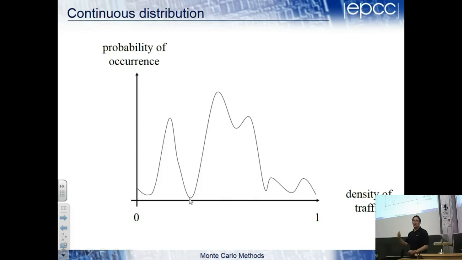Because it's almost inconceivable that will happen. The probability of that density of traffic happening is very small. Okay, so I could do that simulation, but then when I multiply it up by the probability, it has almost no effect on the result.